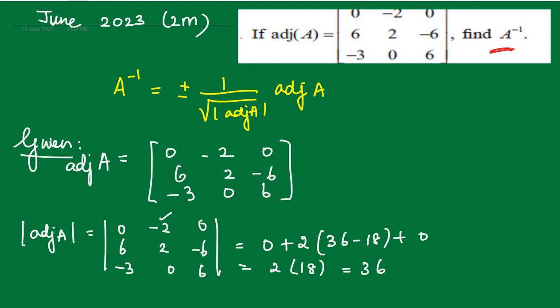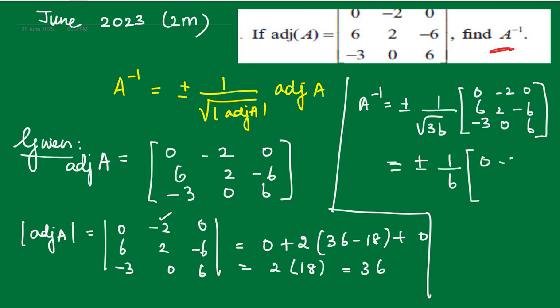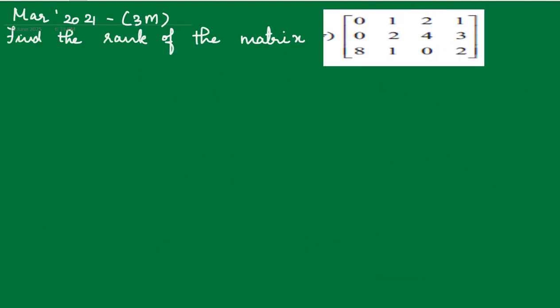Now determinant of A is known to us. Therefore, we find what is A inverse. A inverse is equal to plus or minus 1 by root of 36 into the A matrix already given in the question, 0 minus 2 0 6 2 minus 6 and minus 3 0 6, which gives us plus or minus 1 by 6 into the matrix 0 minus 2 0 6 2 minus 6 and minus 3 0 6. That is A inverse.